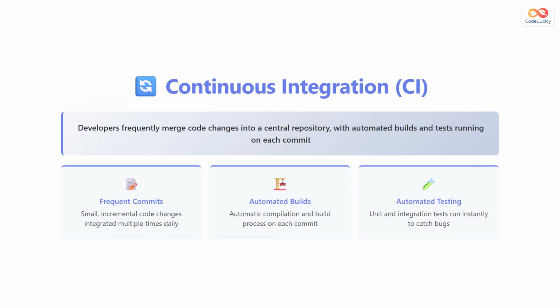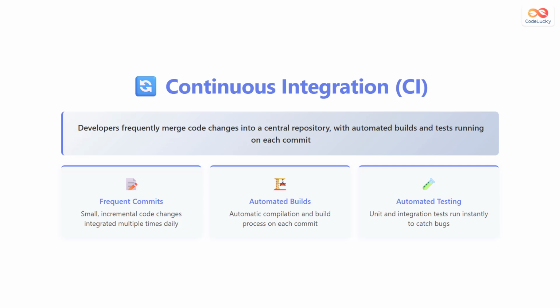Continuous integration, or CI, is a practice where developers frequently merge their code changes into a central repository multiple times a day. Automated builds and tests run on each commit. This approach includes 3 key practices. First, frequent commits, where developers make small, incremental code changes integrated multiple times daily.